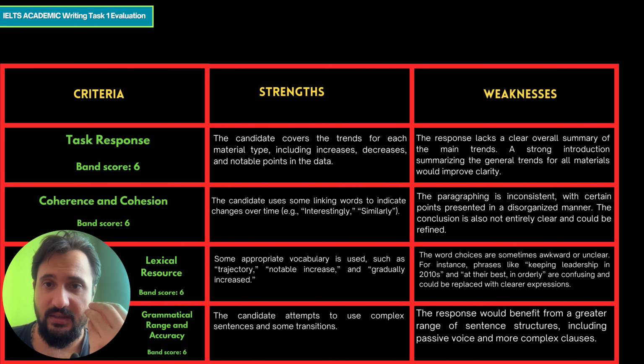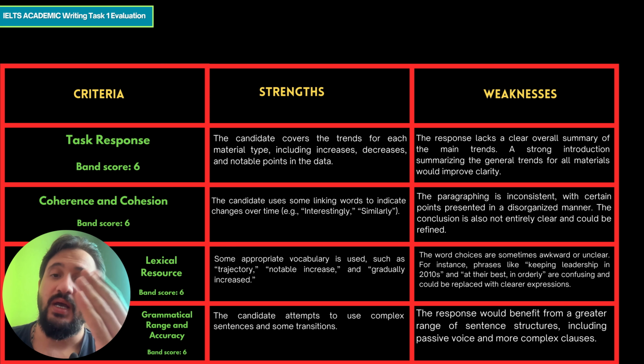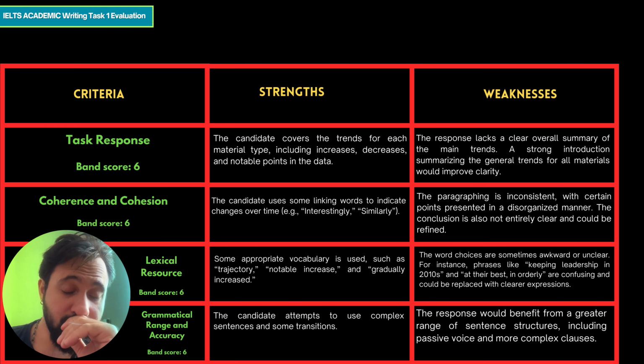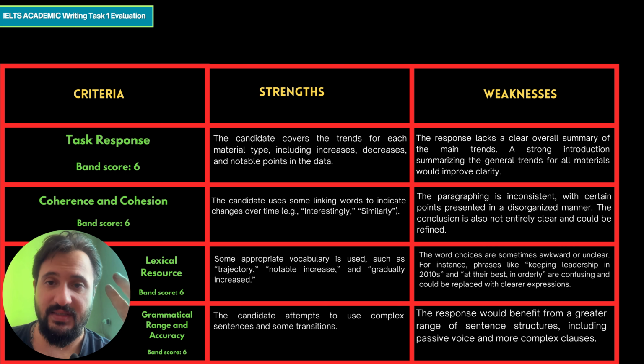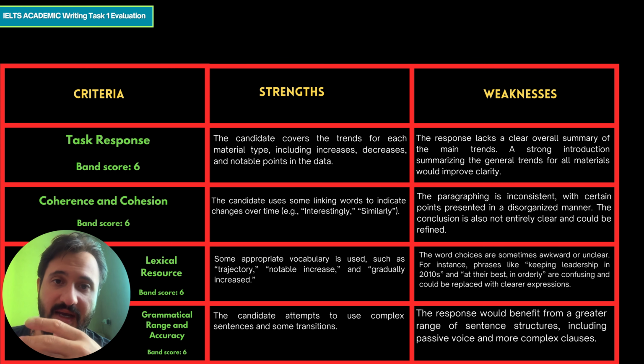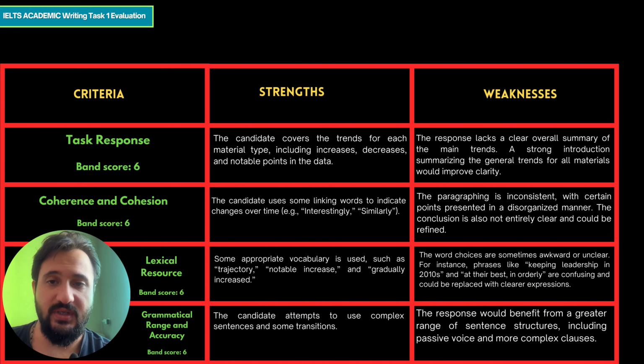Third one, lexical resource. Some appropriate vocabulary is used, such as trajectory, notable increase, gradual increase, and so on. However, the word choices are sometimes awkward or unclear. For instance, phrases like "keeping leadership in 2010s at their best in orderly" are confusing and could be replaced with clearer explanations. For example, 2010s as, what is S here? Or at their best in orderly, because there is no best here, there is no competition here.